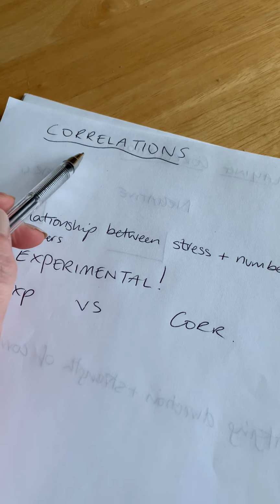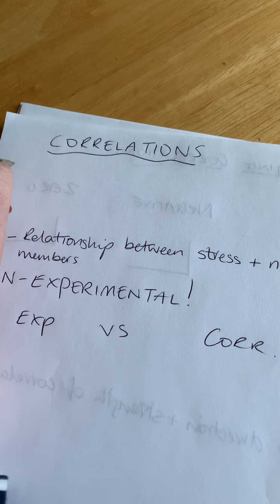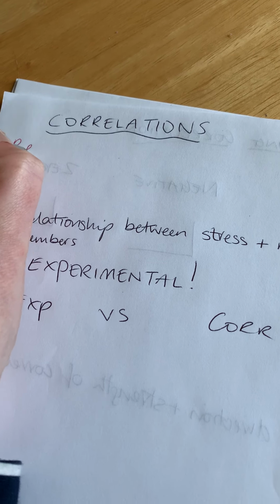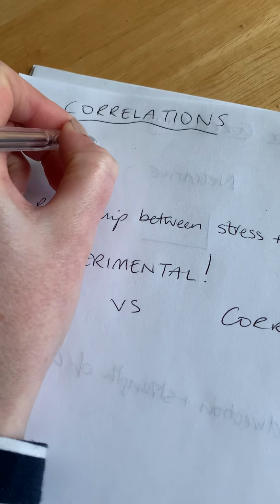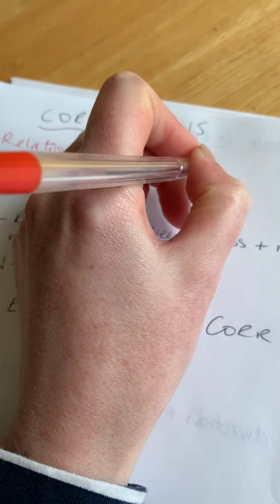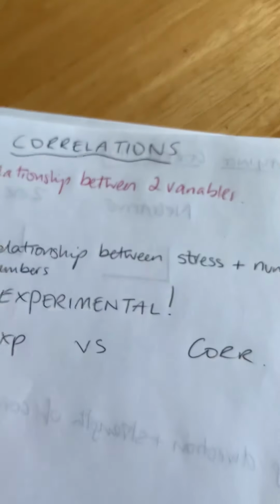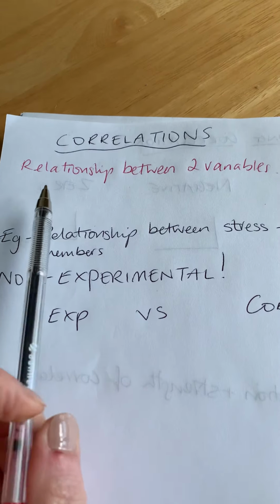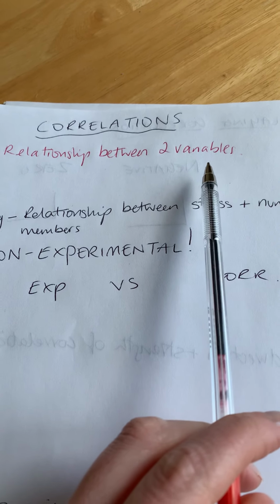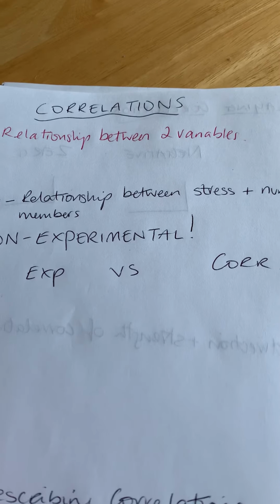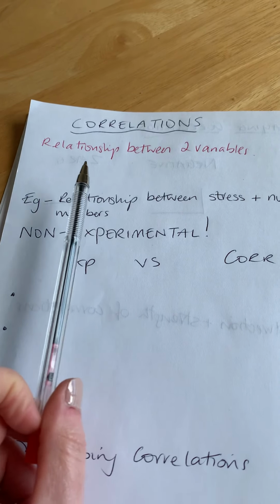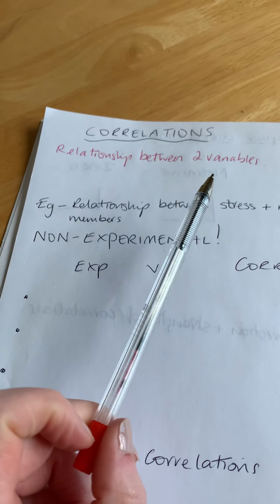So what do we mean by a correlation, or what is a correlation? It is examining the relationship between two variables. So a correlation seeks to establish the relationship between two variables. Remember, a variable is just something that is measured or investigated in a piece of research. So a correlation is looking to establish the relationship between two variables.